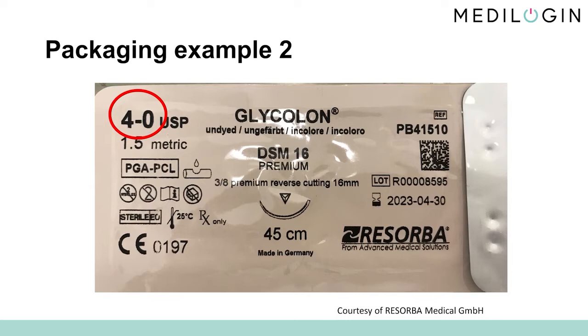Here is a second example, also in this case a 4-0 suture. This time we're looking at a monofilament, unstained and absorbable material, suitable for subcutaneous closure. Otherwise, the needle has the same characteristics as the previous example: 3/8 circle, cutting needle body, and a microtip. The needle here is 16 mm long.